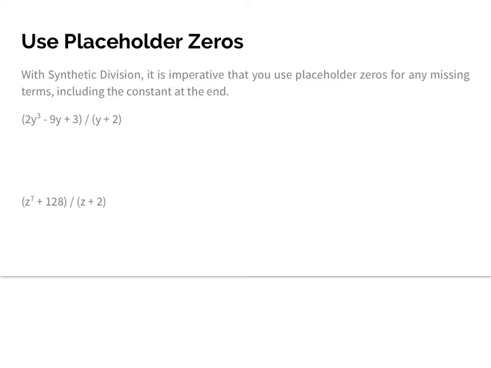So I'm going to have to account for that when I'm doing my synthetic division setup. For this one, I'll set it up. I'm going to start with my c, which what's being subtracted from y here must be a negative 2. And when I go to put in my coefficients, I have the 2 for the y cubed, 0 for the y squared, negative 9 for the y, and a 3 for the constant. Then I go through the process as normal.